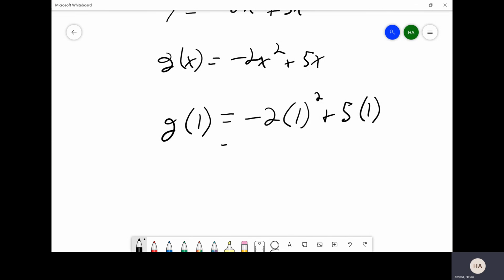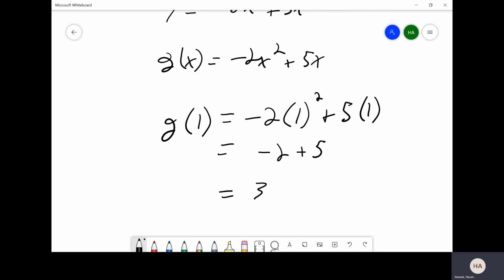Okay, we go ahead and do some simplifications. So 1 squared is still just 1, and negative 2 times 1 is still just negative 2. So we have negative 2 over here. 5 times the positive 1 is still just positive 5. So negative 2 plus 5, and that should give us 3. Right? So we can then say g of 1 is equal to 3.